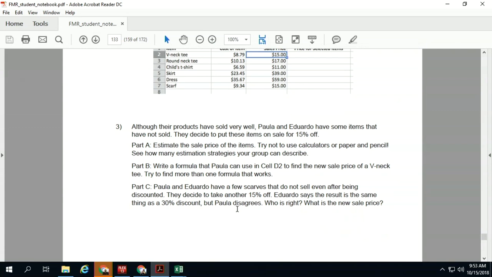So think about it this way. You take 15% off, and then you take 15% off again. So, Eduardo, Paula's right, Eduardo's right. I just heard both of them being said. Well, wouldn't you take 15% off the already discounted price, so it would be different than taking 30% off the original price? Very good.